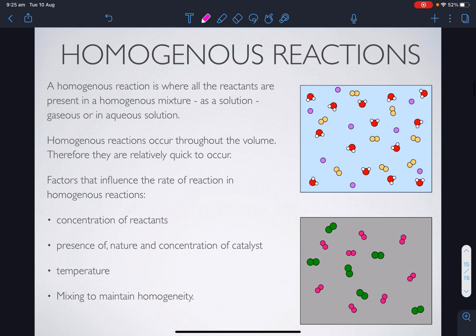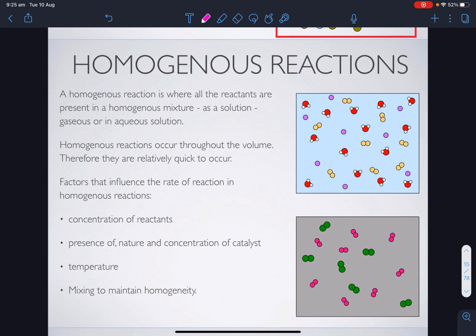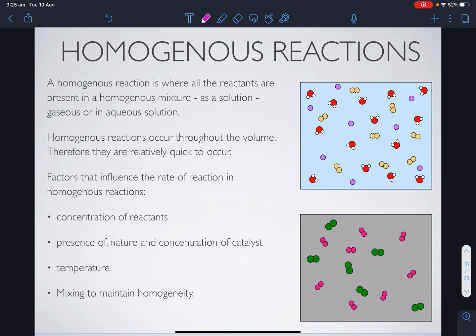Okay, let's give names to these. A homogeneous reaction is where all the reactants are present in a homogeneous mixture, such as a solution, gaseous, or aqueous. So homogeneous reactions occur throughout the 3D volume. So they're quite quick. They can happen all throughout three-dimensional space.